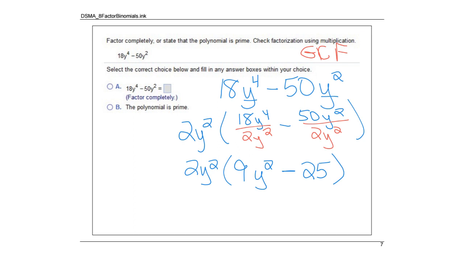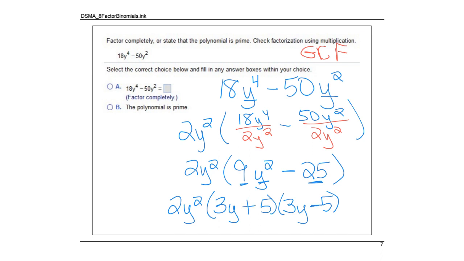Okay, so now this looks a little better because now I have 9, which is a perfect square. I have y squared, which is a perfect square, and I have 25, which is a perfect square. But do not forget your greatest common factor out front. That has to stay out front. All right, so 9 would be 3 and 3. Y squared would give me y here and y here. 25 on the other end is 5 times 5. And then finally, I need a plus and a minus.